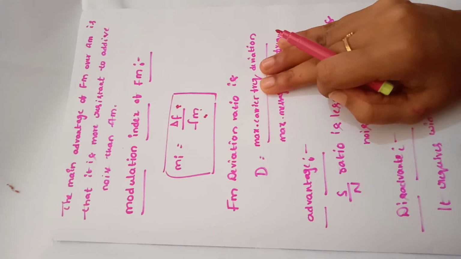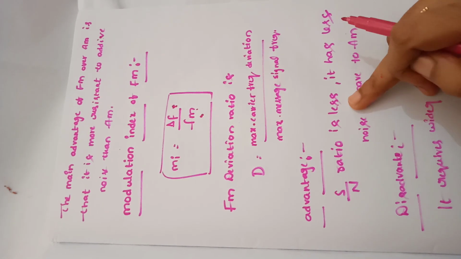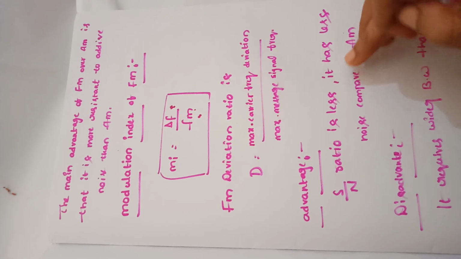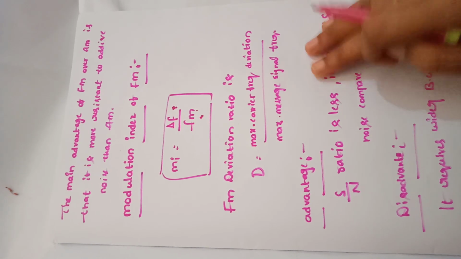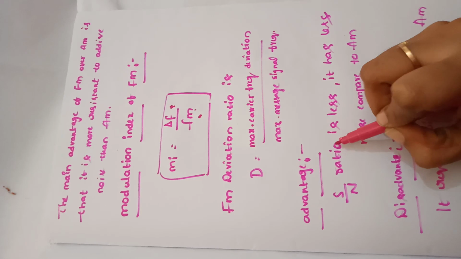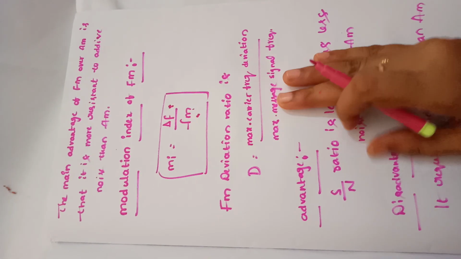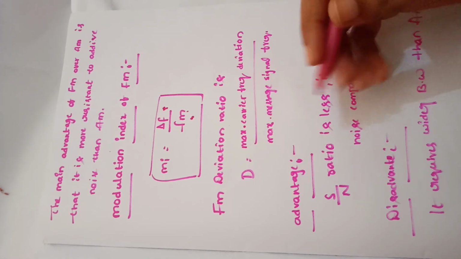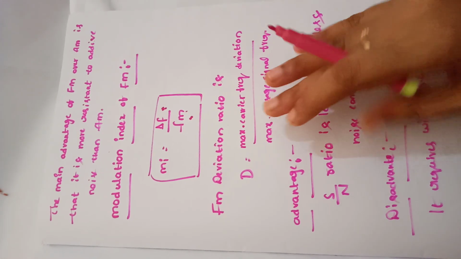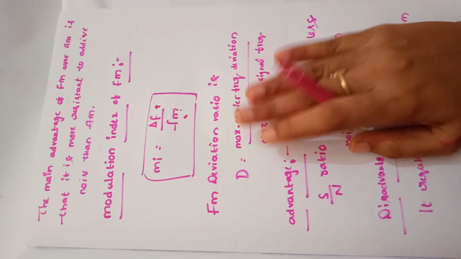The best advantage of frequency modulation is that the S/N ratio is less, meaning it has less noise compared to amplitude modulation. Here, the S/N ratio is the signal to noise ratio. The disadvantage of FM is that it requires a wider bandwidth than amplitude modulation. This is all about the frequency modulation technique.